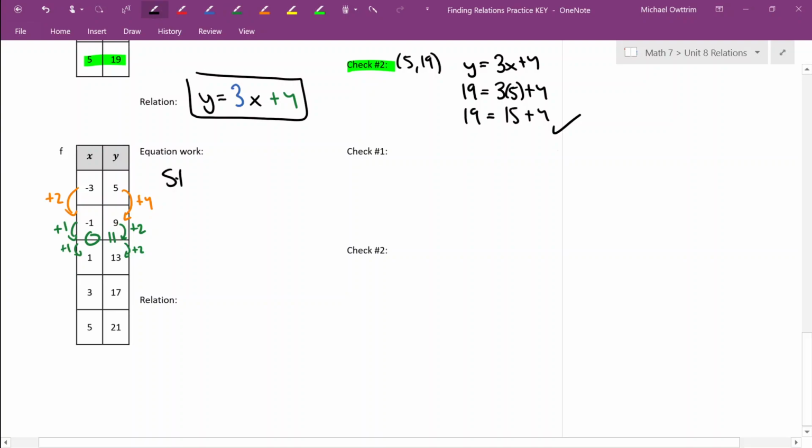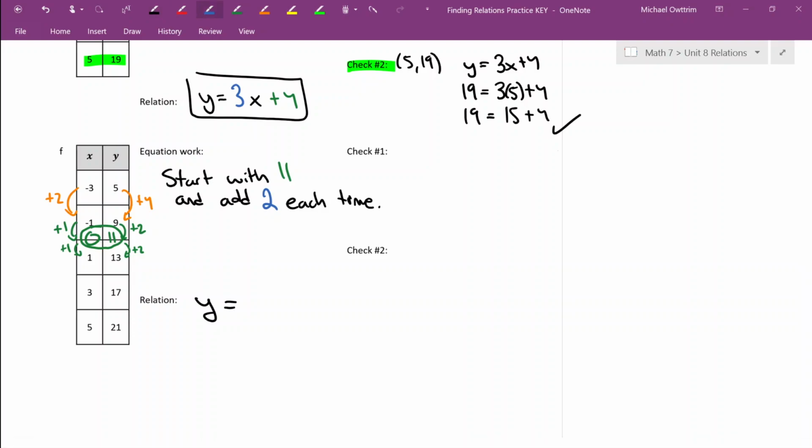So I'm going to be starting with 11 in this case from my 0 row that I just figured out. And we're going to be adding 2 each time. Remember, each time meaning each one change in x. So we're going to have y equals our coefficient of 2 each time, and then our plus 11, since we're starting with plus 11 or positive 11.